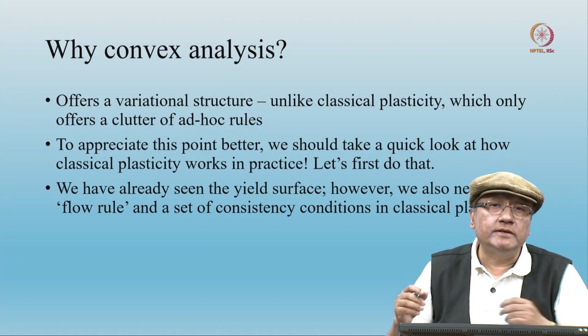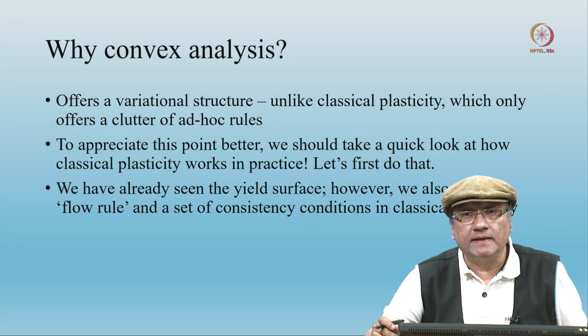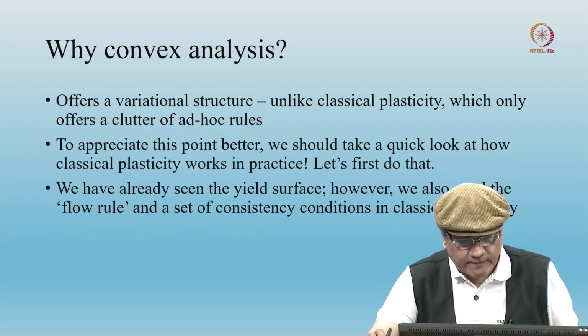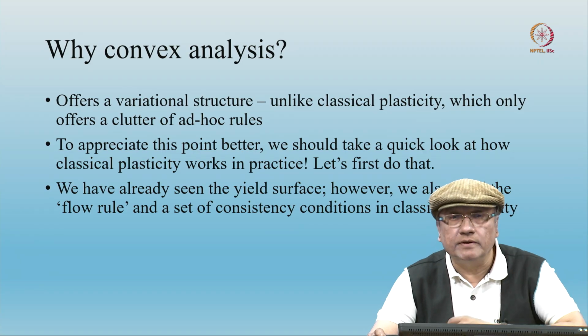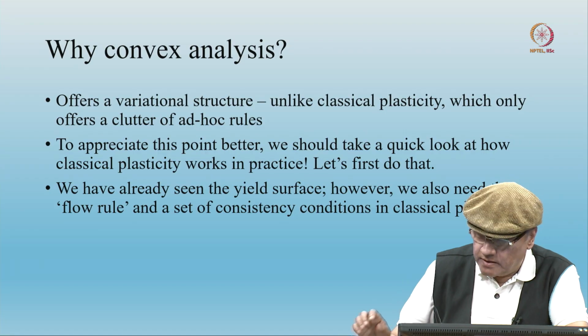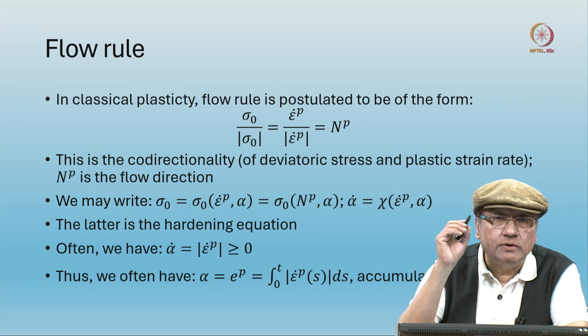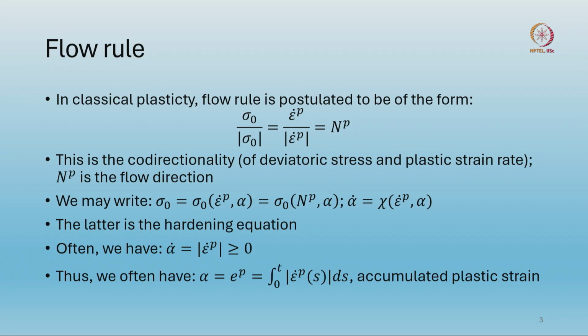We have already talked about the yield surface, but in discussing classical plasticity we also need what is called a flow rule and a set of consistency conditions, as well as certain additional conditions called the Kuhn-Tucker conditions. So we will discuss them now. Let us first talk about the flow rule. We already know that there is a yield surface. There is a yield set, the interior of which is strictly elastic.